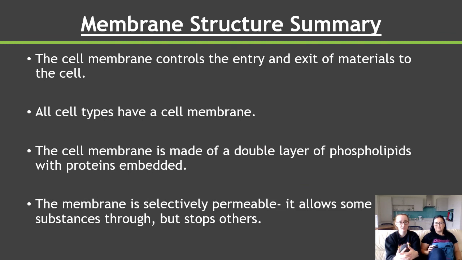Right, so just to summarise that, this video was nice and short, there wasn't too much to it. The membrane structure: the cell membrane controls entry and exit of different materials and substances to the cell. All of the cell types have this cell membrane. The cell membrane is made up of a bilayer of phospholipids, so a double layer of phospholipids, with proteins scattered, embedded throughout it as little blobs. And the membrane is very crucially selectively permeable, so it's picky and choosy about what it lets in and out.